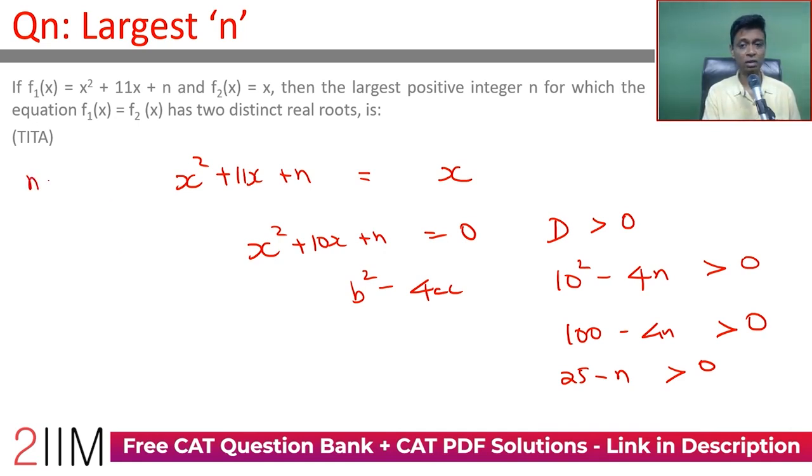24. If n were 25, this will have equal real roots. Anything more than 25, this will have no real roots. If you want two distinct real roots, n has to be less than 25, largest positive integer less than 25, that is 24. Equate these two, get to the quadratic, and then put discriminant greater than 0.